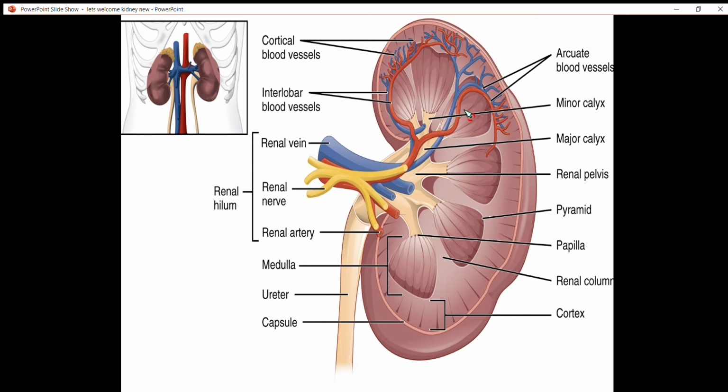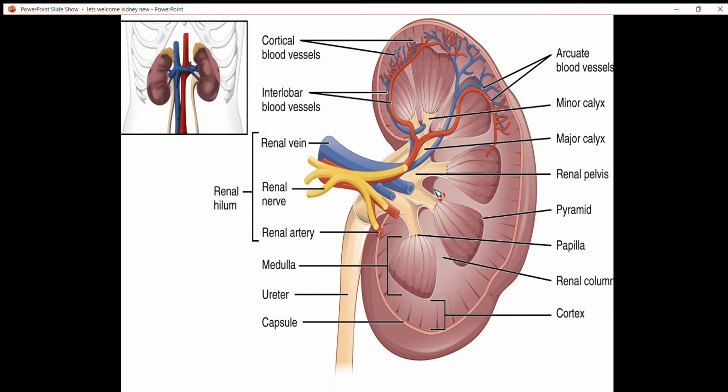And if you move inside the medulla, you will see triangular structures. These are known as the pyramids, because the shape resembles pyramids.